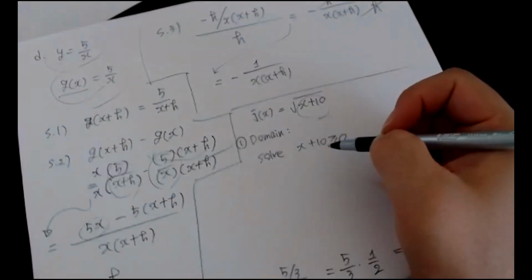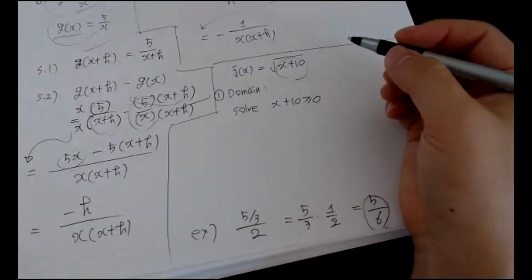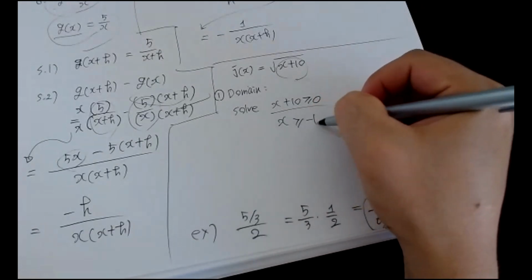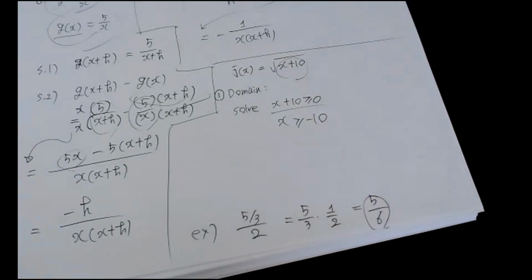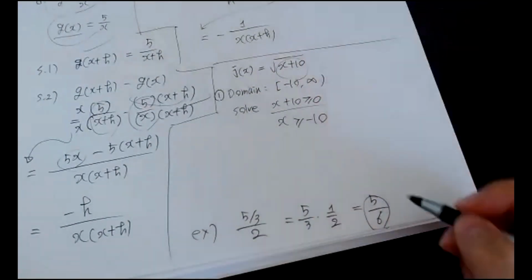Keep this in mind. Whenever you get a function involving a square root, the quantity under the square root, or you can say the algebraic expression under the square root, must be greater than or equal to 0. From that fact, you can find the domain. So it's not a big deal, right? So x is greater than or equal to negative 10, right? Negative 10 to infinity, closed at negative 10. So the domain must be negative 10 to infinity.